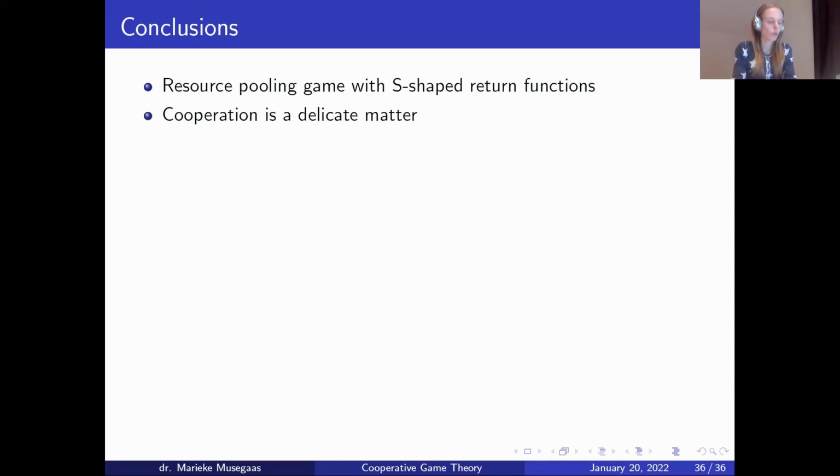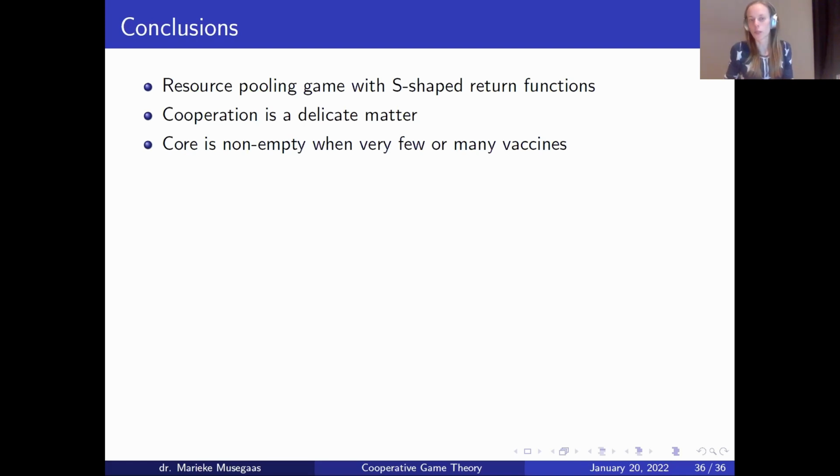I also wanted to make clear to you that cooperation is a delicate matter. Of course, if you look from a joint point of view, then it's always better to cooperate. It's always better to give away resources, etc. But does everyone agree with that? Is the core non-empty? In that sense, cooperation is a delicate matter. You cannot always assume that everybody wants to cooperate.